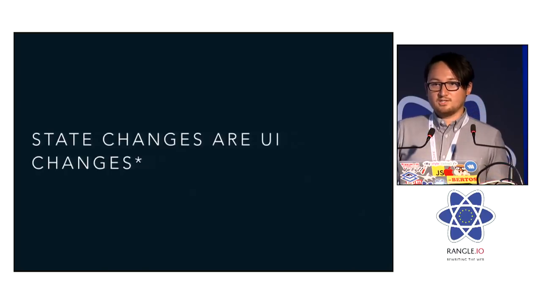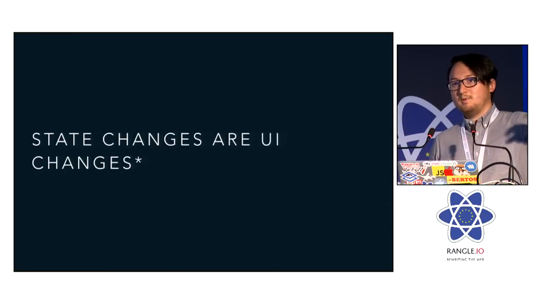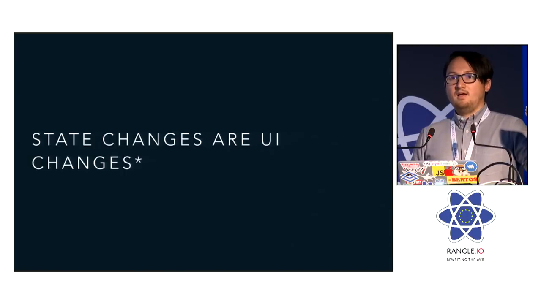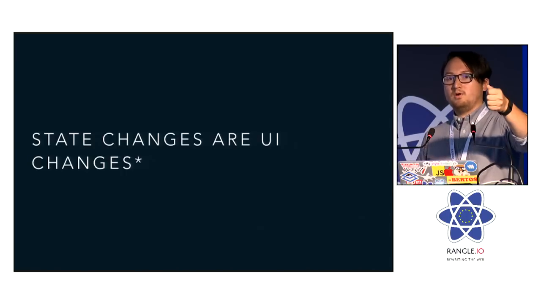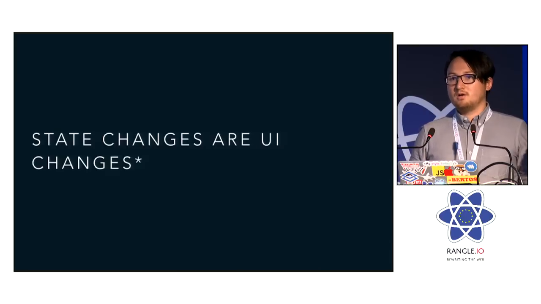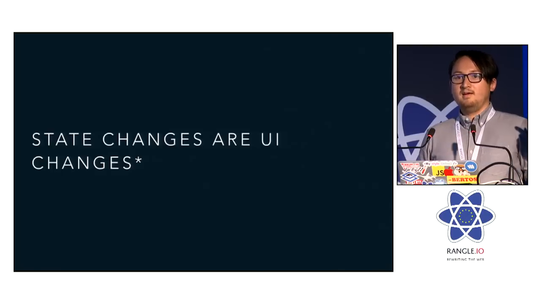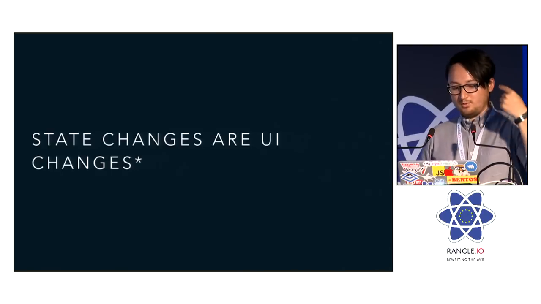State changes are UI changes. Now, I have an asterisk here because this might not be true all the time, but the more interactive our web apps and websites and components get, the more true this gets. It's very rare that you're going to take some input and not give any output back to the user. So there's this kind of give and take. There's this closing of the loop. If they do something and it succeeds, you tell them. If it fails, you tell them. There's a loop here.